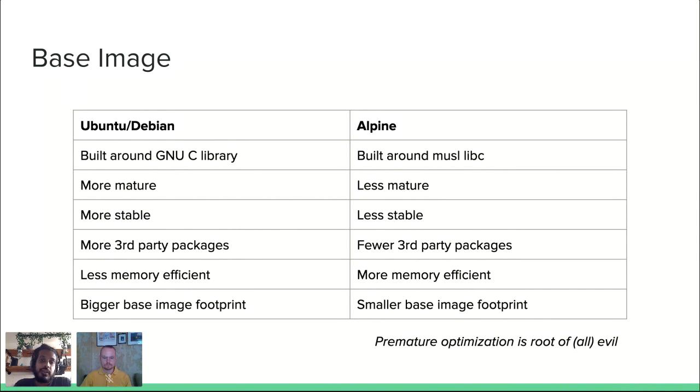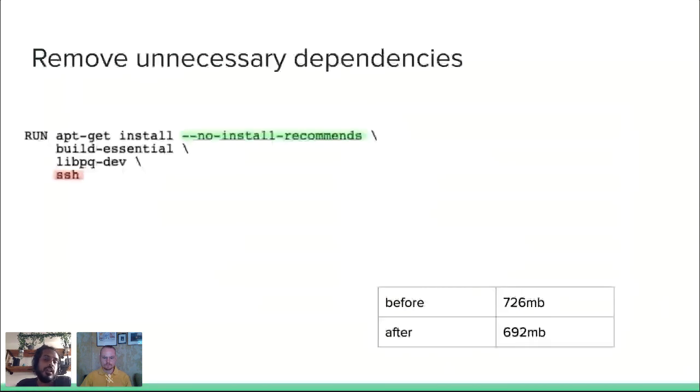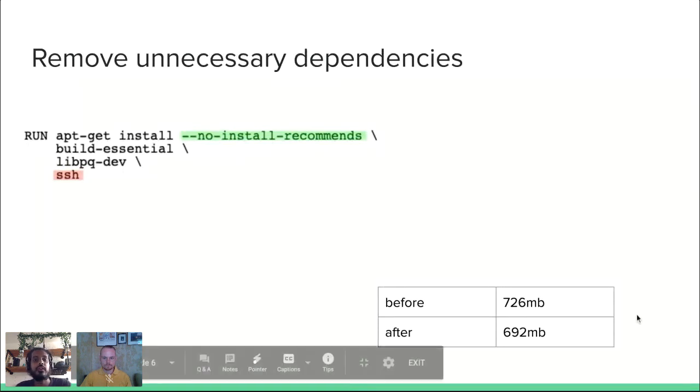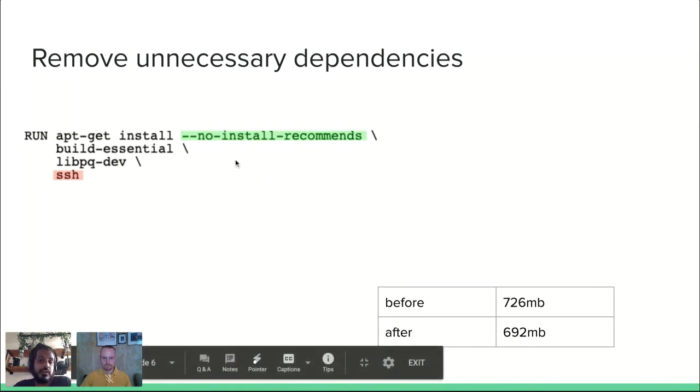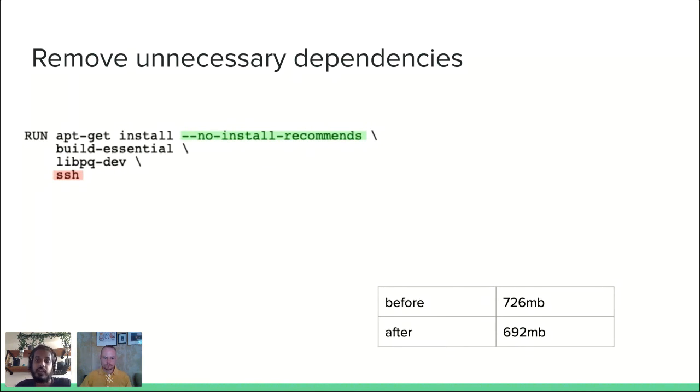So the second would be that we would not want to install the packages that we don't need to run our application in production. Simple: when you install packages with apt-get, it will also install some packages that are recommended to run your packages, but they're not necessarily needed. So simply adding no-install-recommends can significantly reduce the size of the image by removing the packages that we don't actually need.